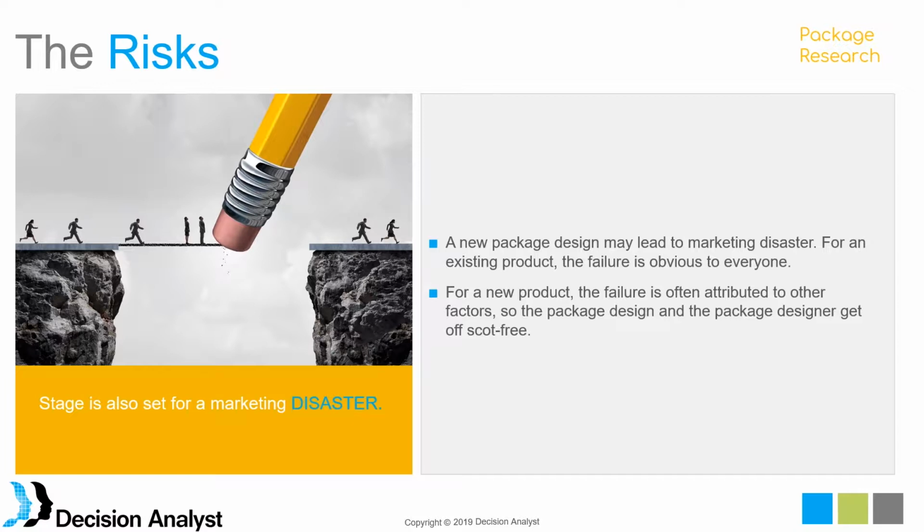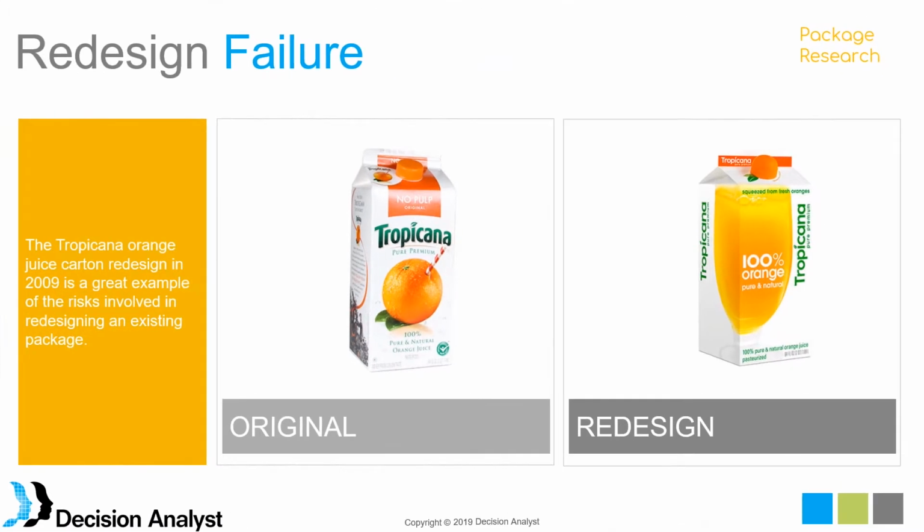So we're going to share 3 examples of redesigns today that did not turn out so well for these particular brands. There's many, many more out there. Hopefully you don't have any of your own that you can think of, but we're going to go through these particular 3. And Tropicana orange juice is our first example. It's a great example of risks that are involved in making changes, packaging changes to an existing brand. And this is a well-known brand. It's been heavily supported. This particular redesign failure happened in 2009.